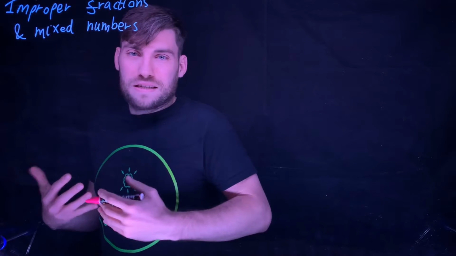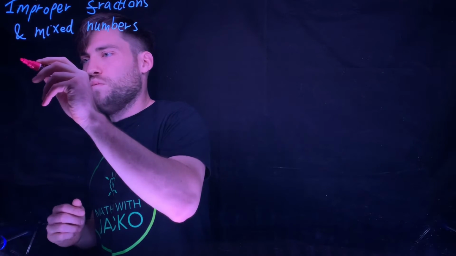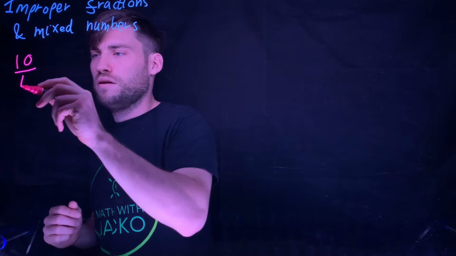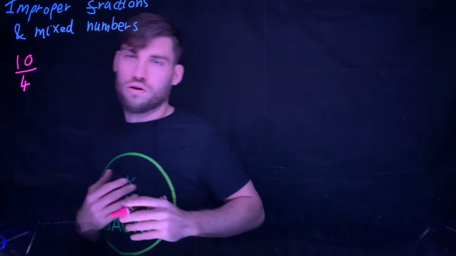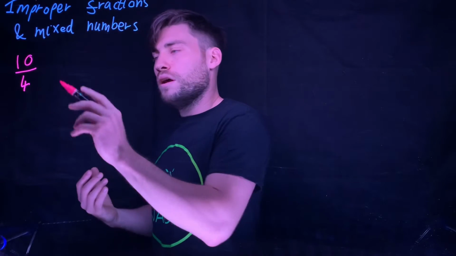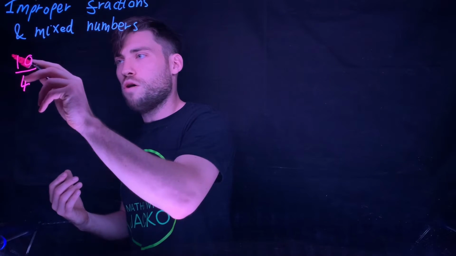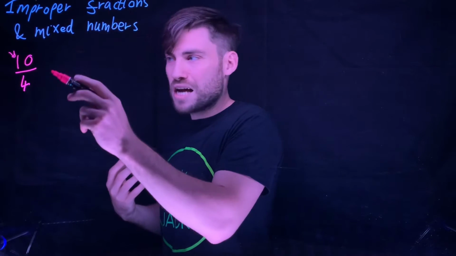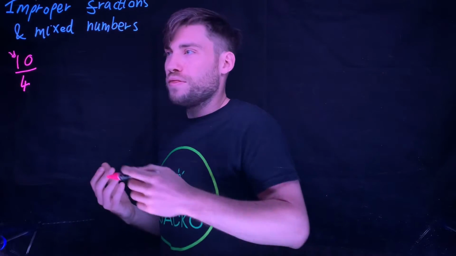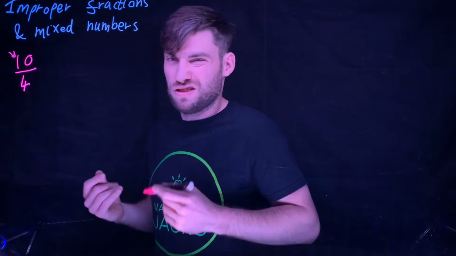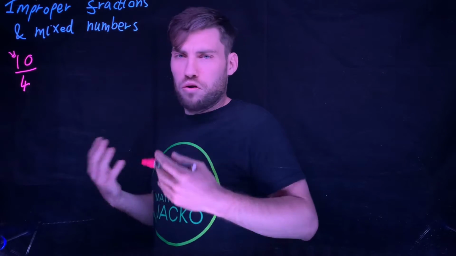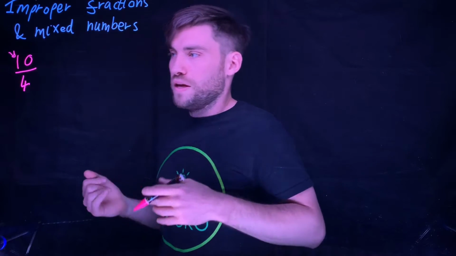So what is an improper fraction? Why is it called that? If we have the fraction 10 over 4, 10 quarters, this is an improper fraction because the numerator, which is the top number of a fraction, is larger than the denominator, which is the bottom number of a fraction, okay? That's why it's called an improper fraction, because it doesn't look like your normal fractions like 1 over 4 or 1 over 2 or a third or anything like that.